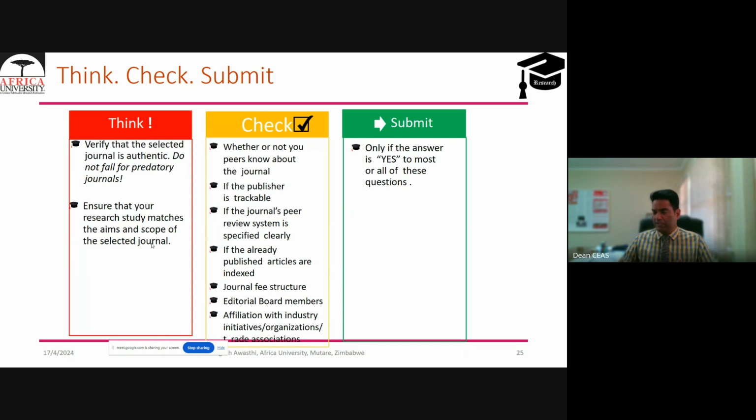Also check if the journal's peer review system is specified clearly. A journal should be on the OJS, Open Journal System platform. If the journal is on the OJS platform, it means it is a good journal. Most of the time, you can also receive emails from an editor at editor@gmail.com. If the journal editors don't have their own domain name, what type of journal are they running? That is also a big challenge. Check whether the already published articles are indexed, and sometimes it is better to download some archives from previous issues to see the quality of the papers. That helps you. Okay, so these are the checklist. You can see the board members, as we already discussed, so I'm not going to do this again. Okay, and then if everything is okay in your checklist, then go for the submission.